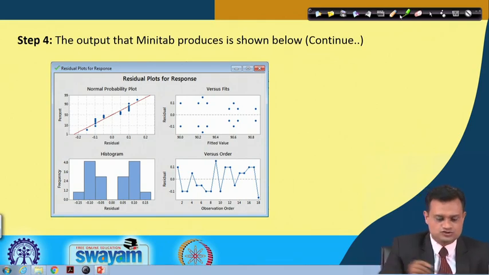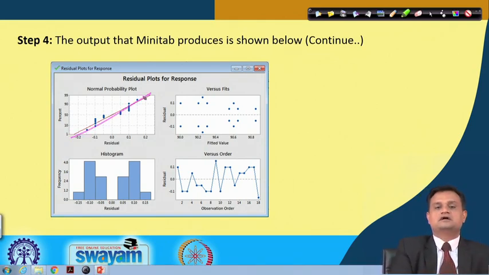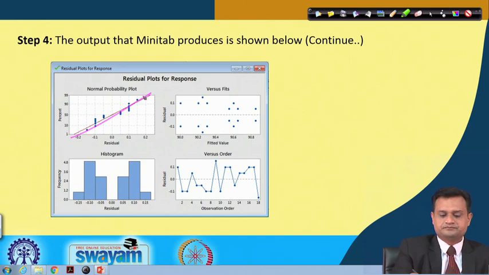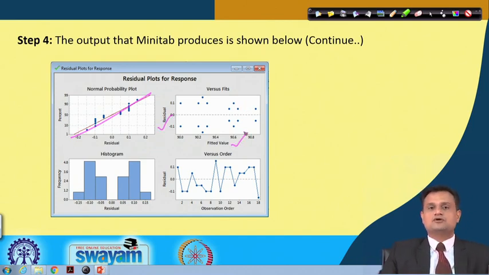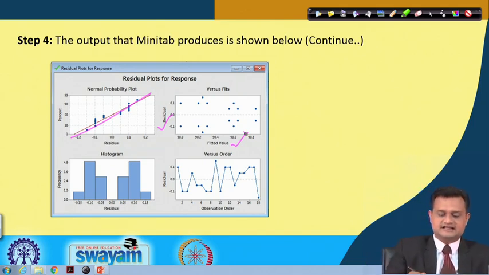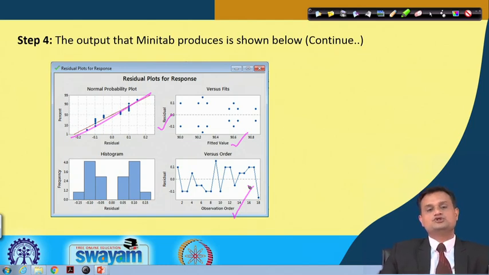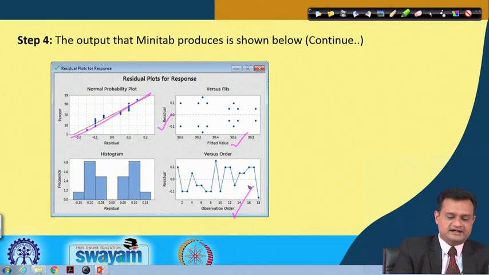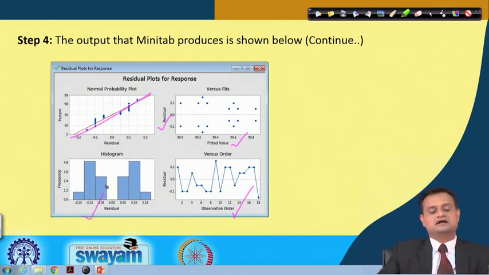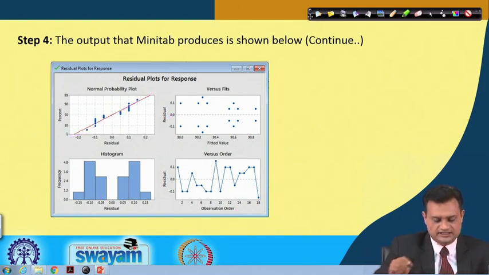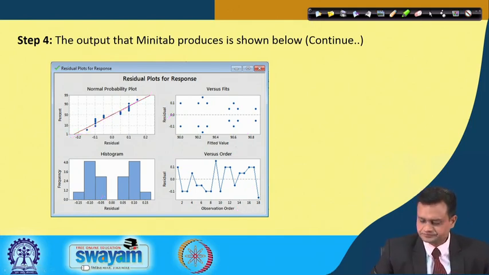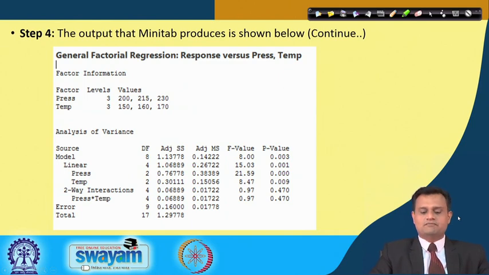Then I can check as usual my normal probability plot. Majority of the points are covered. This will give me the residual versus fitted value. I do not observe any particular trend, so that is the assumption of independence is satisfied. Again you can see the individual observations and I do not see any disturbing trend. So my data is free from that bias, and then you can see the histogram also. So this will basically help me to check the adequacy of my model.